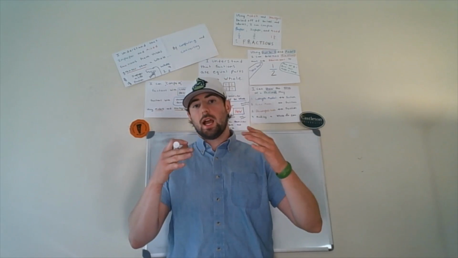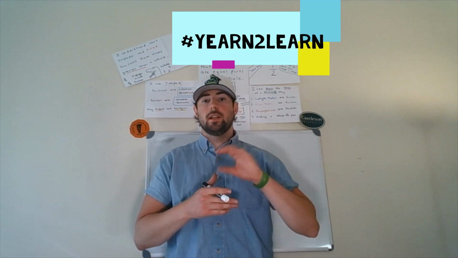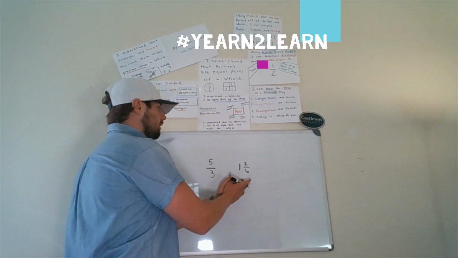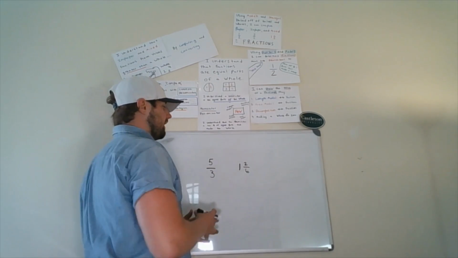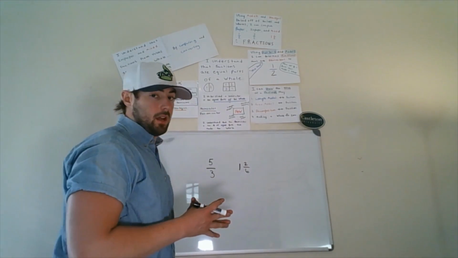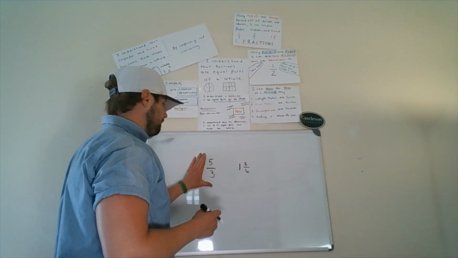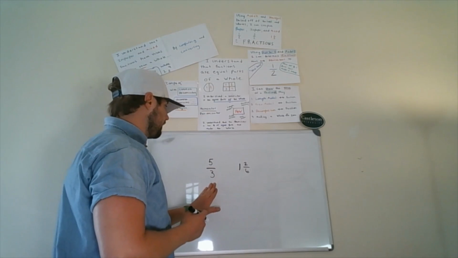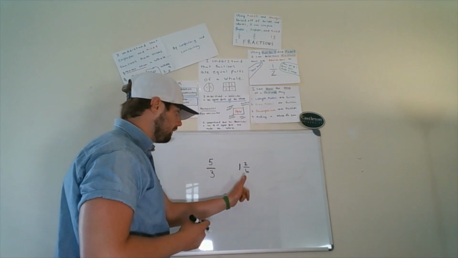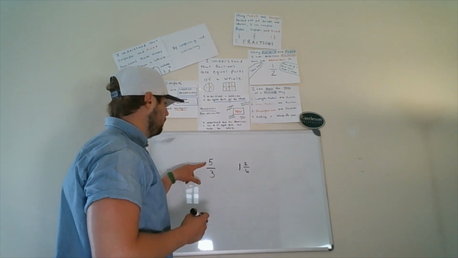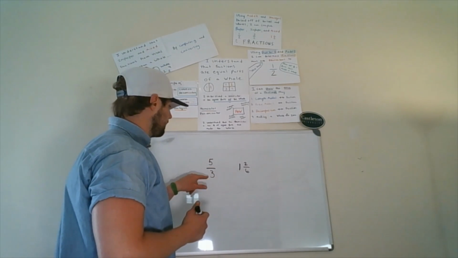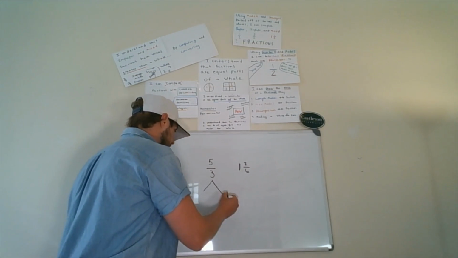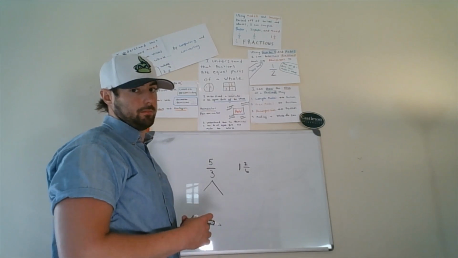All right, guys, last one, let's hang in there. Let's yearn to learn a little bit. Comparing 5/3 to 1 2/6. I first need to know again that this is an improper fraction, this is a mixed fraction. It is much easier to compare a mixed fraction to a mixed fraction. We need to convert this improper fraction into a mixed fraction or mixed number.